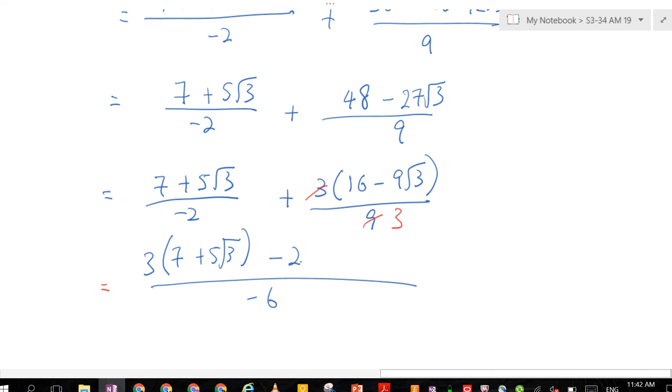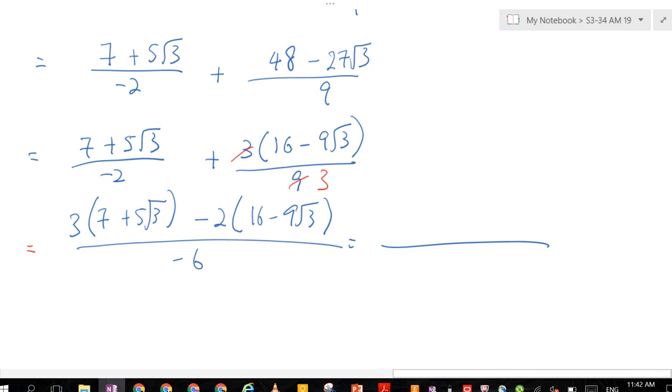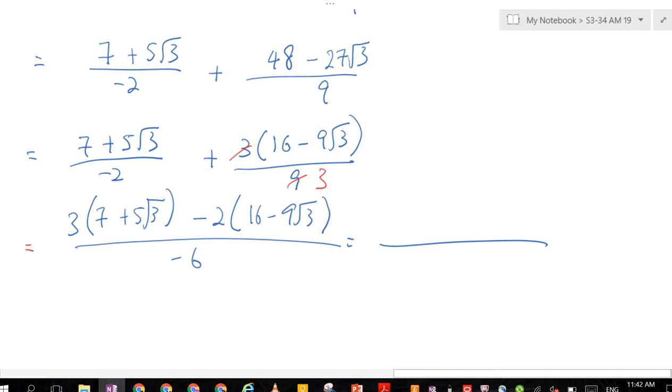Times negative 2, right? 16 minus 9 root 3, right? So far okay? I try to write horizontal so that the screen always has things for you to take down. The first one will be minus 21 plus 15 root 3. The second one will be minus 32 plus 18 root 3. Now is judgment day. See whether we get correct or not.